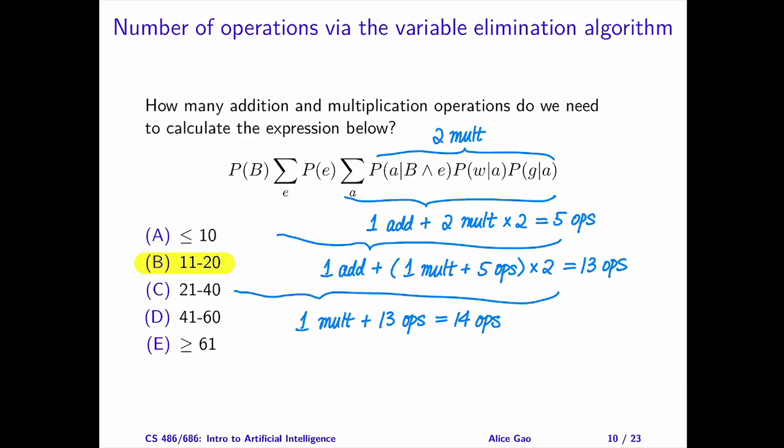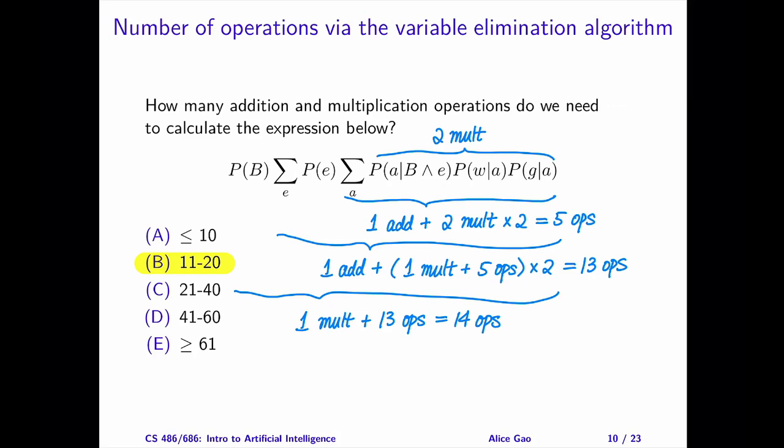The correct answer is B. We need to perform 14 operations. Here's a brief explanation. For the inner sum, we need 1 addition plus 4 multiplications, so 5 operations in total. For the next sum, we need 1 addition plus 1 multiplication plus 5 operations per term for 2 terms. That's 13 operations in total. Finally, we need 1 more multiplication. The total is 14 operations.